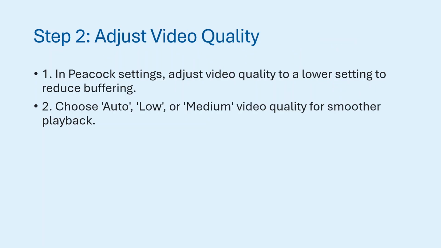Step 2. Adjust video quality. In Peacock settings, adjust video quality to a lower setting to reduce buffering. Choose auto, low or medium video quality for smoother playback.